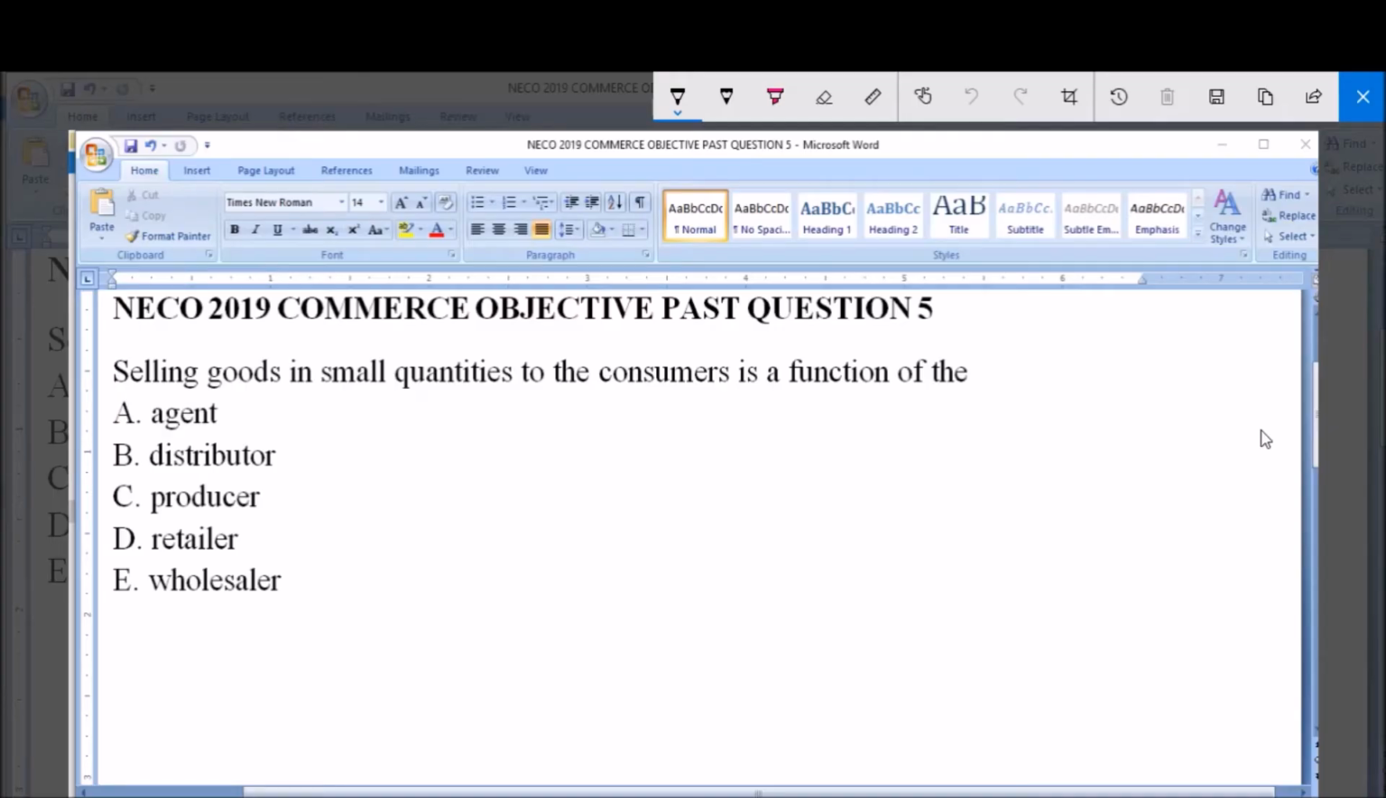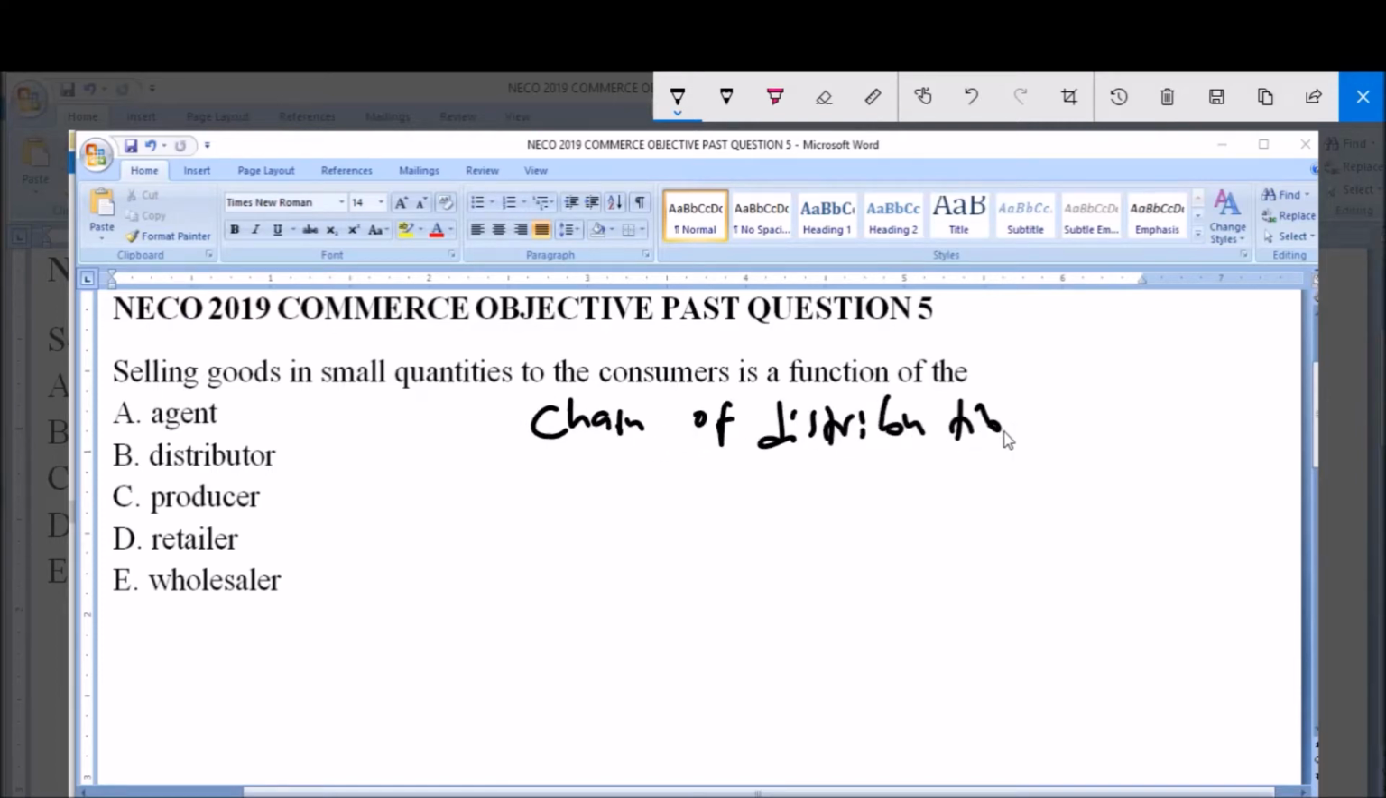NECO 2019 Commerce Objective Past Question 5. Selling goods in small quantities to the consumers is a function of the A. Agent, B. Distributor, C. Producer, D. Retailer, E. Wholesaler.